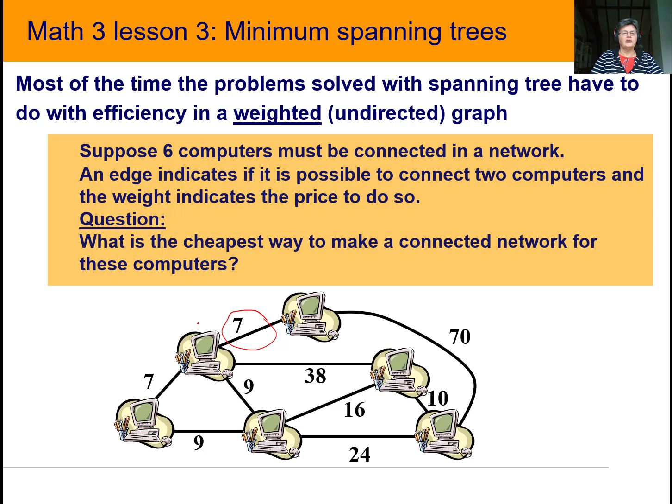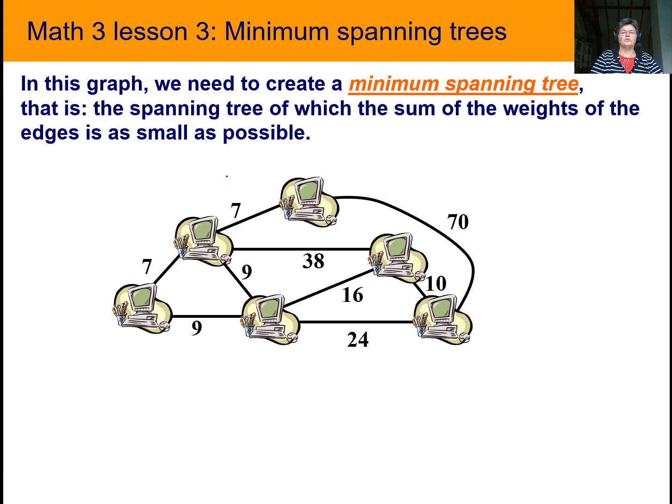And in fact, if you talk about the mathematical, what they ask you to find is the minimum spanning tree. So what is the spanning tree we can make with the lowest cost to get from one computer to the other? And so to summarize, a minimum spanning tree is a spanning tree of which the sum of the weights is as small as possible, so as less expensive as possible.